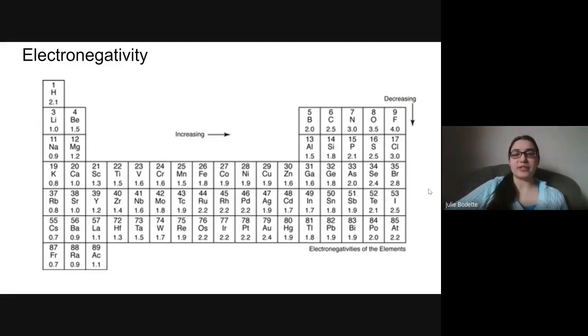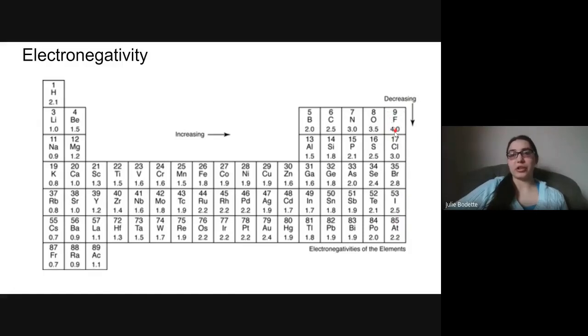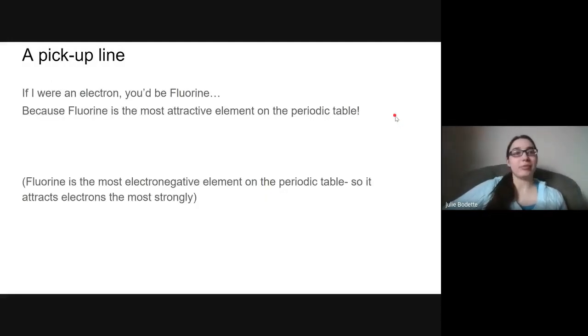I want you guys to pause for a second and think, which atom on the periodic table has the highest electronegativity? Pause the video for a second and think. So it is fluorine, right? Because as we go from left to right, it increases, and then as we go down, it decreases. So fluorine has the highest one. And if you look at the numbers, you'll see fluorine has an electronegativity of 4, which is the highest number.